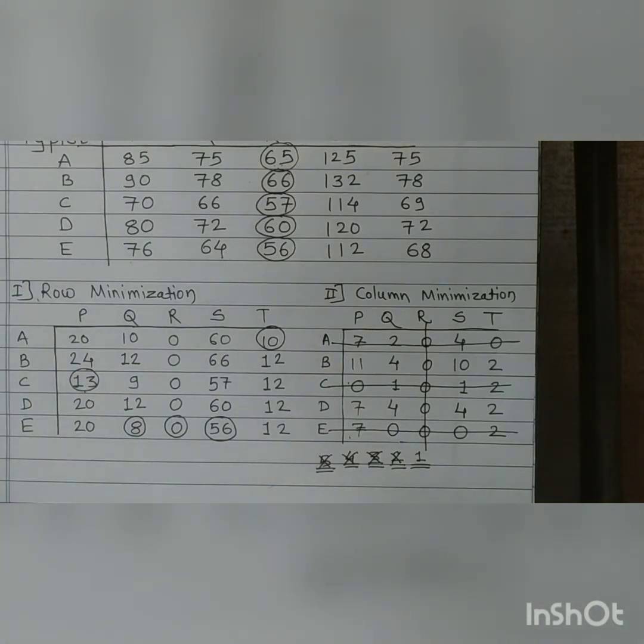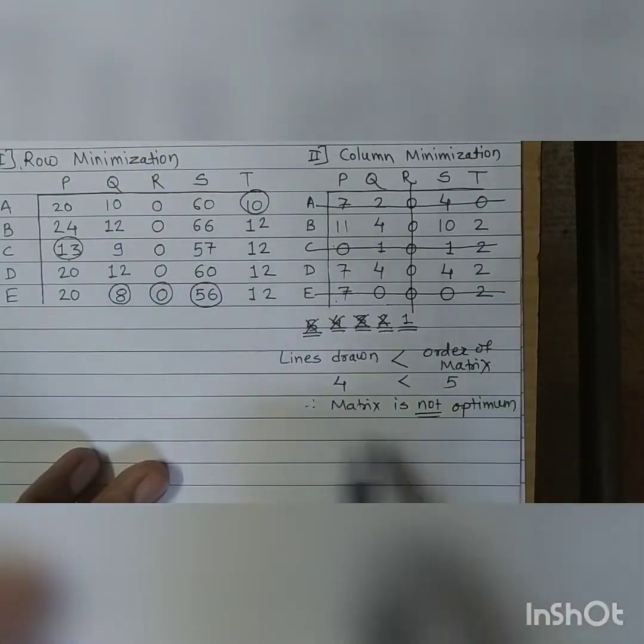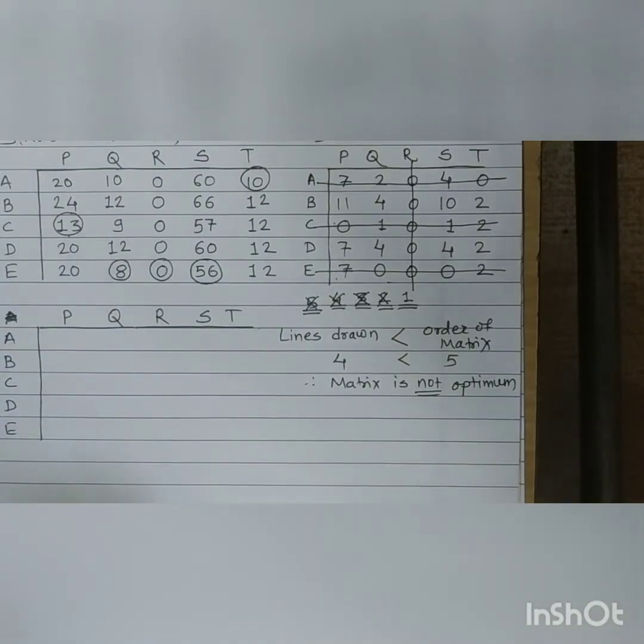So you have to write that down. You can write like this, and now you have to start with the construction of the Hungarian matrix. Construction of the Hungarian matrix.